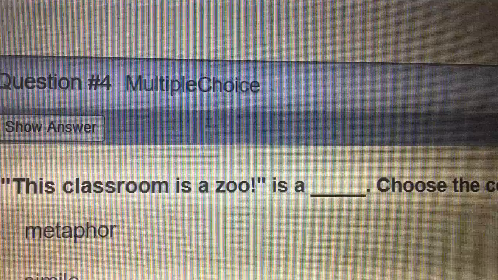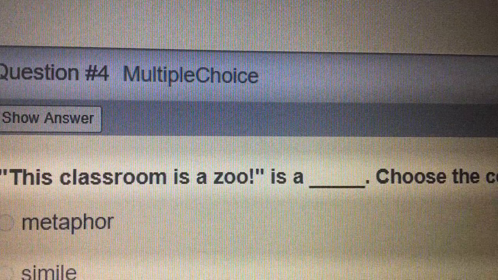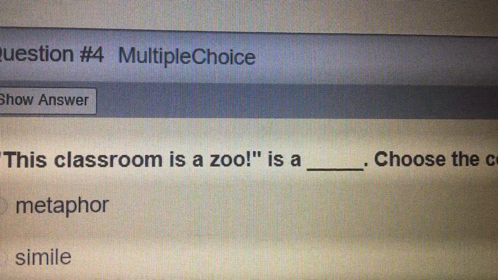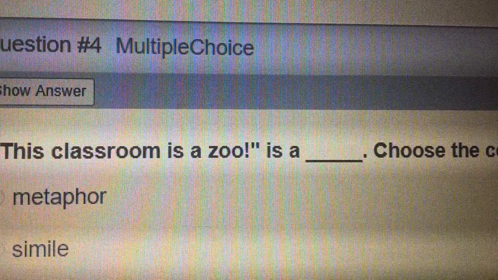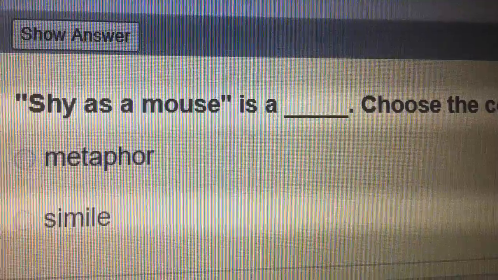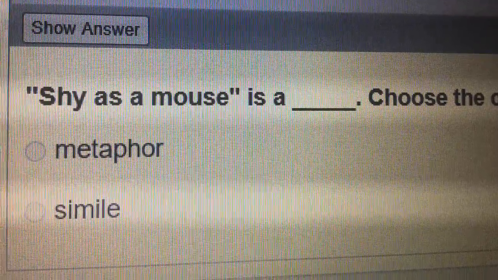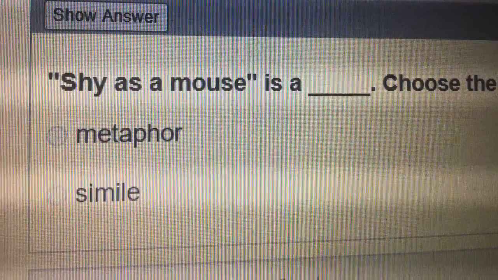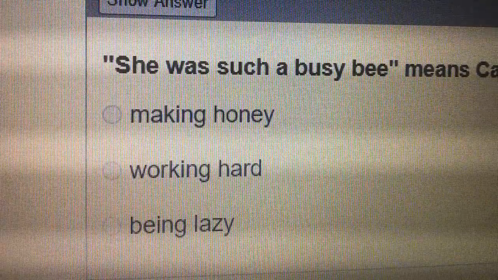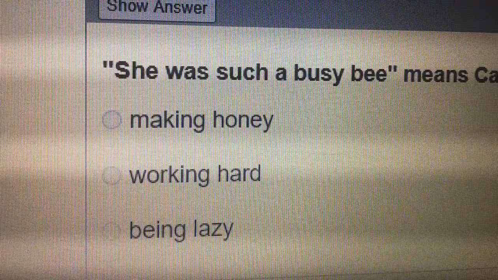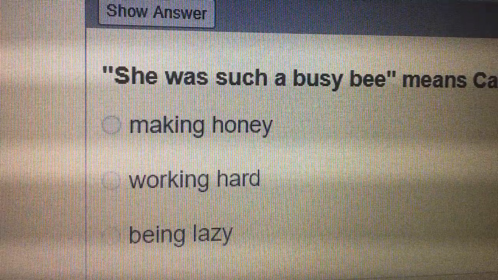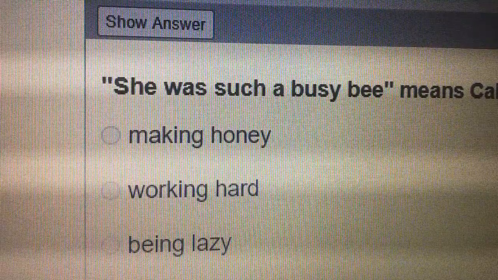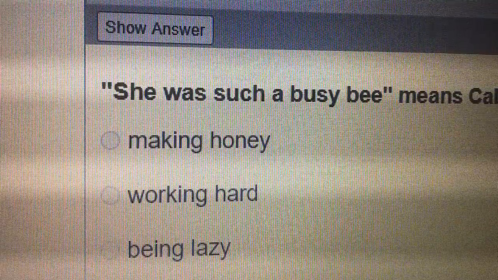Question number 4. "The classroom is a zoo" is a blank, metaphor or simile? Question number 5. "Shy as a mouse" is a metaphor or simile. "She was a busy bee" means Callie was blank: making honey, working hard, being lazy.